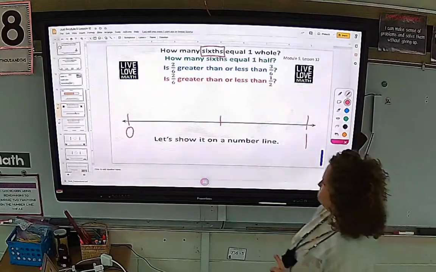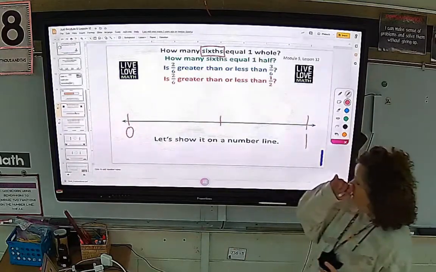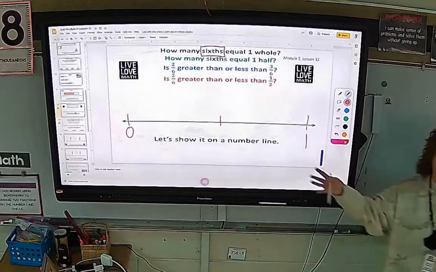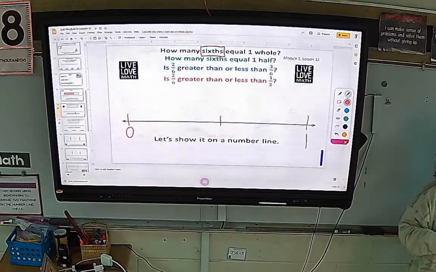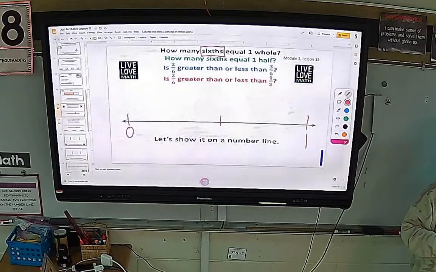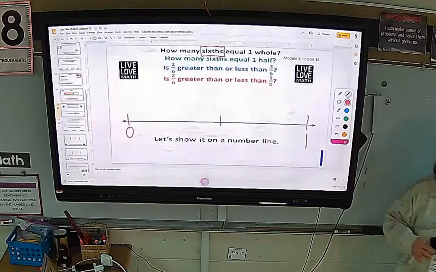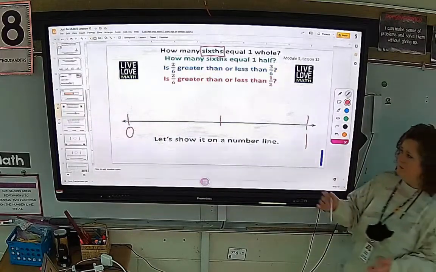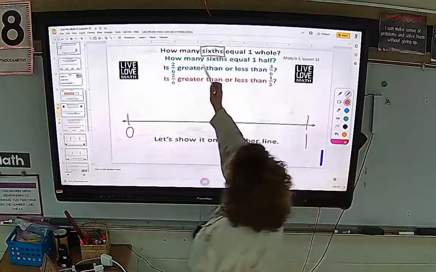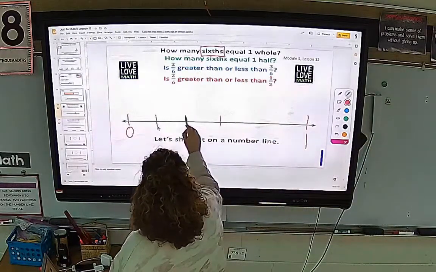We want to become familiar with using the number line. I'm telling you, it's going to be a tool that's going to help us. It's even going to help us when we get to multiplying fractions on down the road. And it becomes a really easy tool to use. All right, so if I'm going to cut this into 6, let's do this.